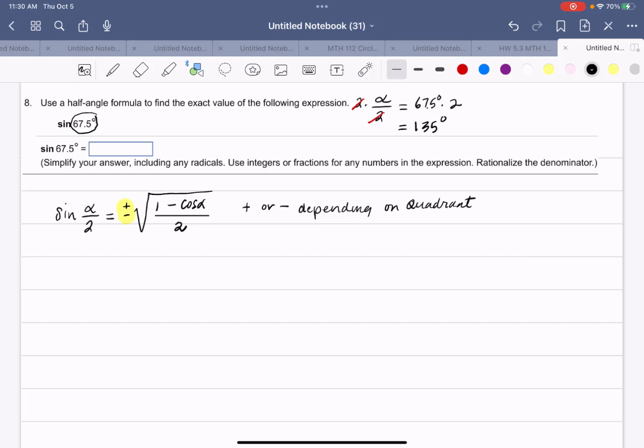Now, where is 135 degrees located? Well, it's 90 plus 45, so it's right here in the second quadrant. Now, in the second quadrant, sine is positive. And we're doing sine, so we're going to go with the positive. So for us, our sine of alpha over 2 is going to be a positive square root of 1 minus cosine alpha over 2.